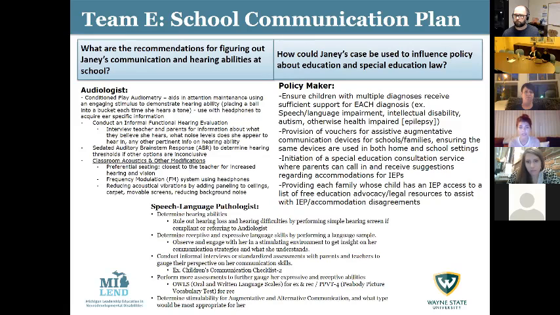Other things that could be done to increase her chances of hearing would be to give her preferential seating in the classroom so she is closer to the teacher. This gives her better vision and better hearing. Also, you could use an FM system with headphones and reduce the acoustical vibrations in the classroom by adding paneling to the ceilings, carpet, and then reducing the background noise.